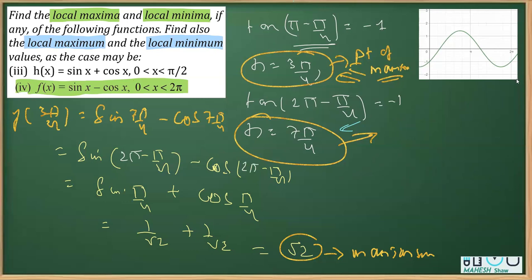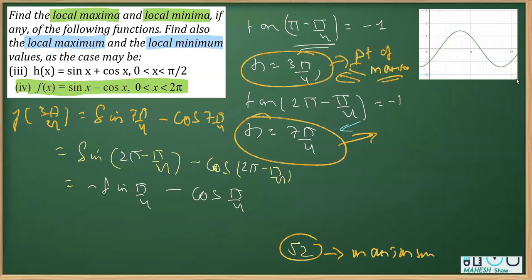We know that sine is negative. This is fourth quadrant. Sine is negative over here. So we'll write this as minus sine pi by 4. And this is positive here. So minus will remain minus. And since cos is positive in the fourth quadrant, that's why we are getting positive cos pi by 4. So this is minus 1 by root 2 and again minus 1 by root 2, which is minus root 2 on simplification. So we'll now declare this as the local minimum value.